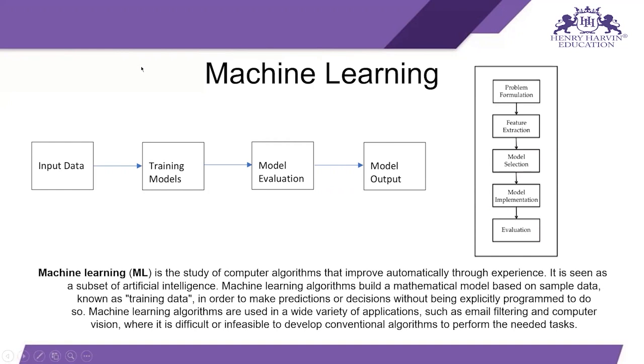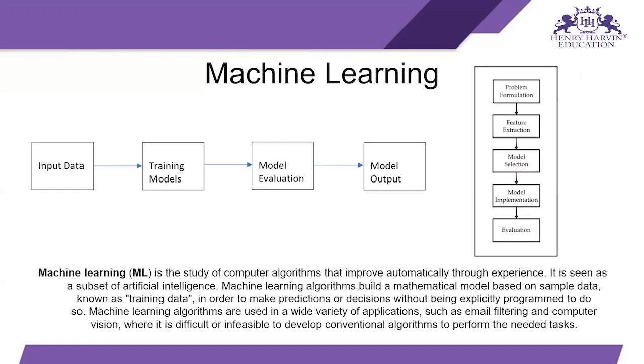When you see the left block diagram, when you get the input data, then you have to train the models. To train the models, see the right chart. You first have to do the problem formulation, then feature extraction, then model selection, like what kind of model, what kind of algorithm you want to use in your machine learning. Then you have to do model implementation, you implement that model, then you evaluate that model.